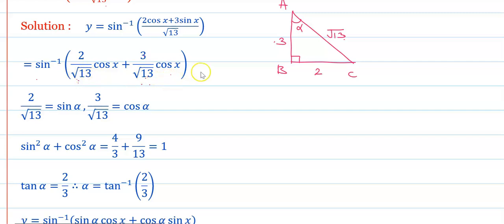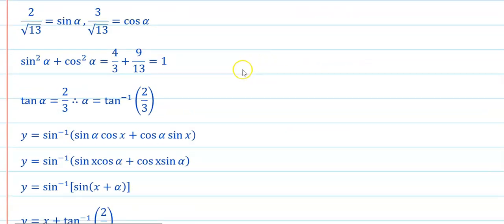प्रत्येक या टाइपचा प्रॉब्लेम आल्यानंतर यू ड्रॉ द राइट अँगल ट्रायंगल. Consider 2 upon root 13 means what? It is sin alpha and next is cos alpha. Next again, what about the tan alpha? It is 2 by 3. Okay. Now see this here. आता इथे बघा हे आपण पूर्ण चेंज केलेले या स्टेप्स.